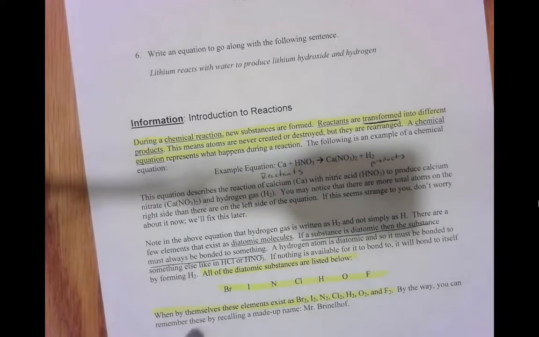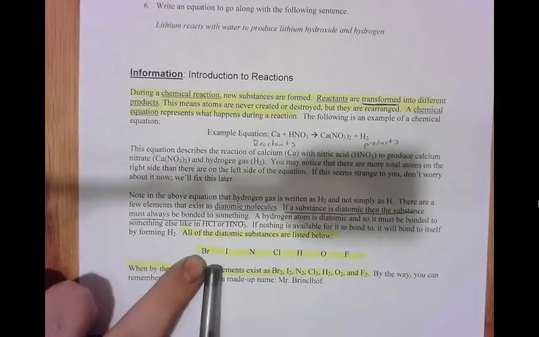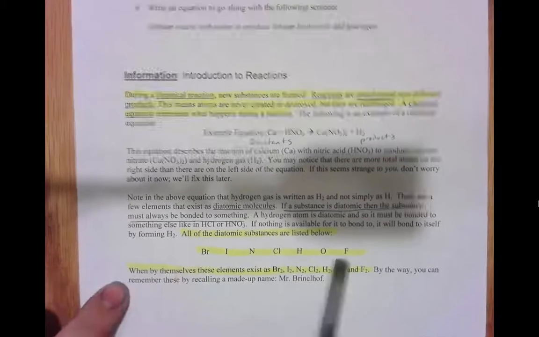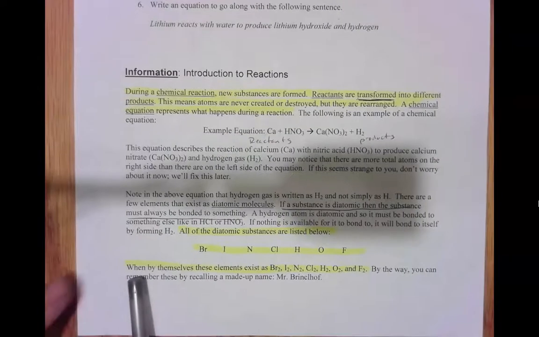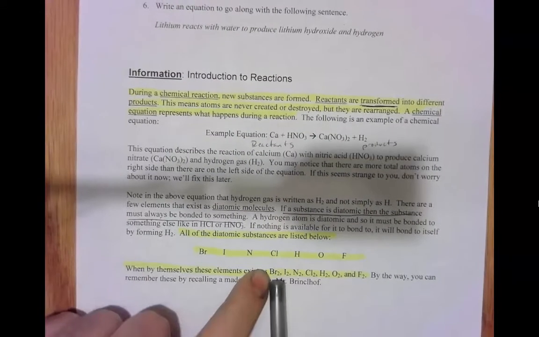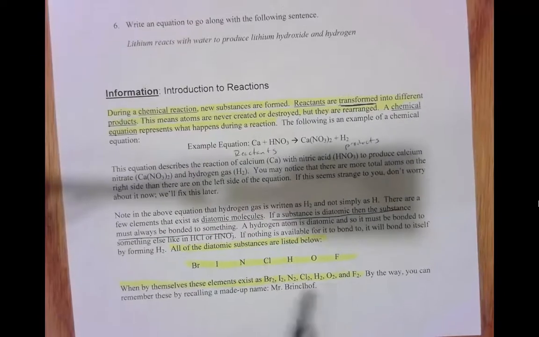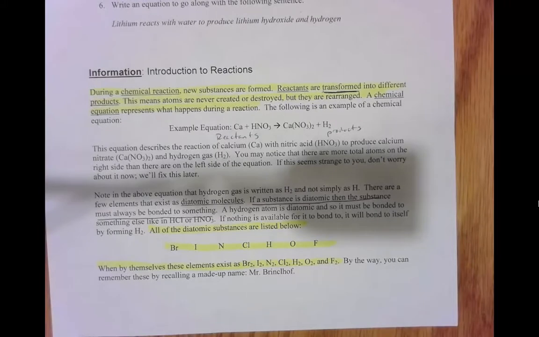So the 7 elements that you need to know that are diatomic are bromine, iodine, nitrogen, chlorine, hydrogen, oxygen, and fluorine. When these elements are by themselves, when they aren't bonded to anything, they exist as Br2, I2, N2, Cl2, H2, O2, and F2. I remember these by remembering the silly name Mr. Brinkelhoff. I know it's silly, give it a try. It might help you remember it.